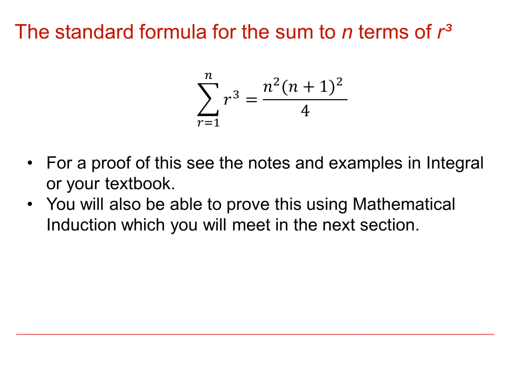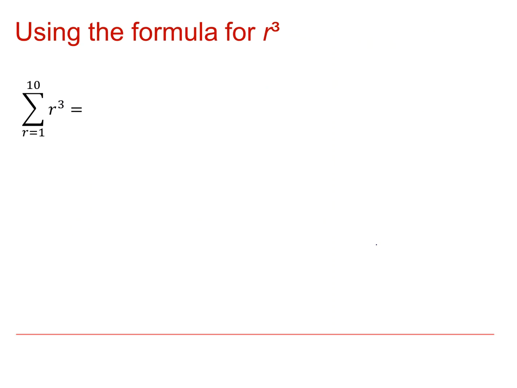There are other ways of proving this. In particular, you can prove it by mathematical induction, and you'll be able to do that soon. For now, you just need to be able to use the formula, which again will be given to you in the formula book. Here it is, just to remind you: n squared times n plus 1 squared over 4. That's the sum from r equals 1 to n of r cubed. Pause the video for a moment while you work out this sum.